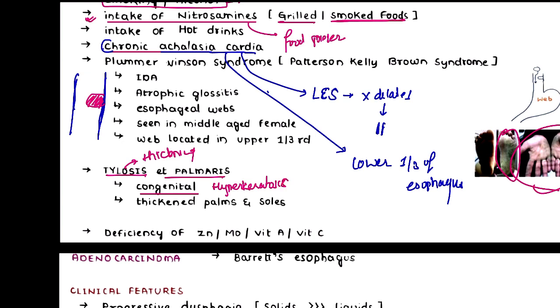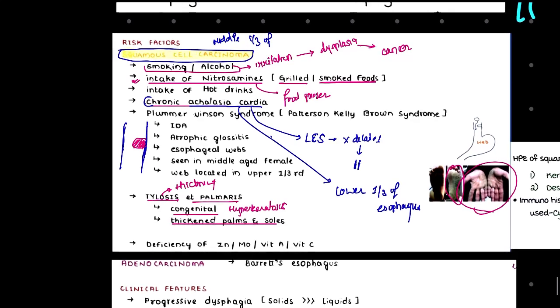Hyperkeratosis, right? Hyperkeratosis means there is deposition of a lot of keratin, and this deposition of a lot of keratin is eventually causing thickening of the palms and soles. It is also a risk factor for squamous cell carcinoma.